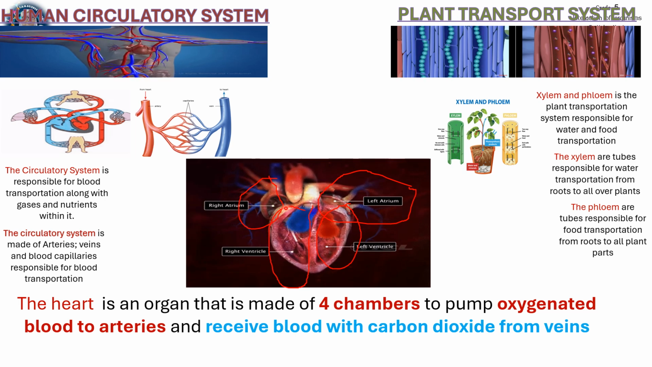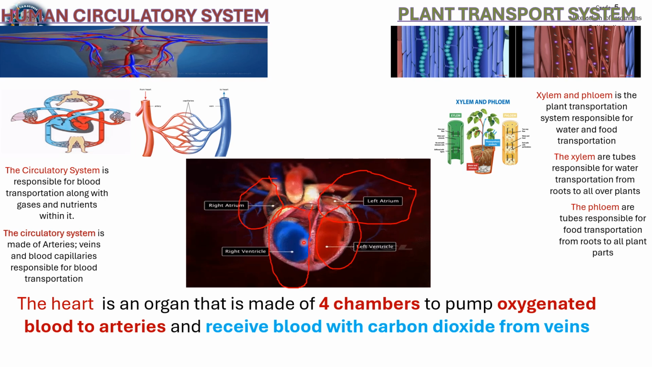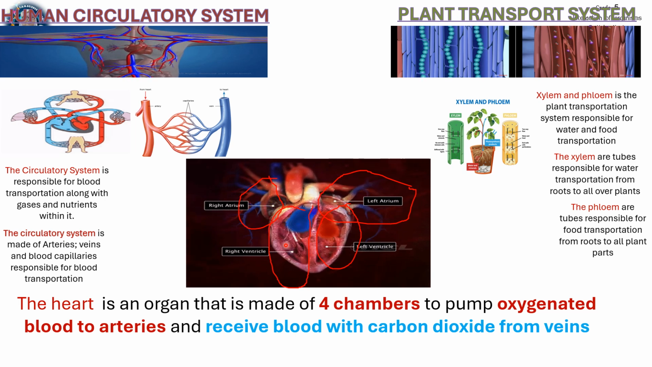Okay. So the heart is an organ made of 4 chambers to pump. 2 chambers pump oxygenated blood from the heart to the arteries to all parts of the human body, and 2 chambers for carbon dioxide blood receive carbon dioxide blood from the veins to the heart. Okay.